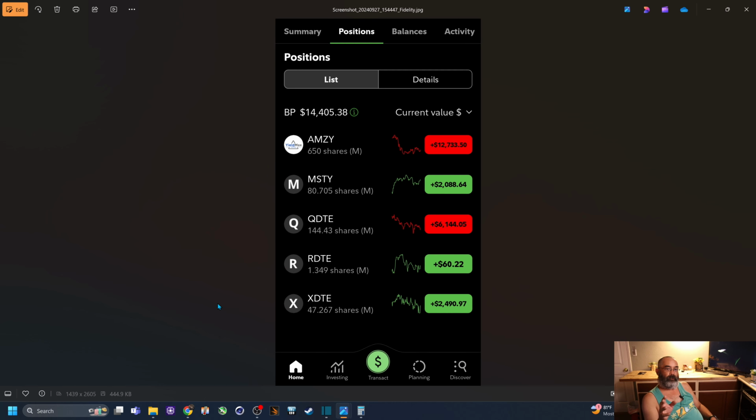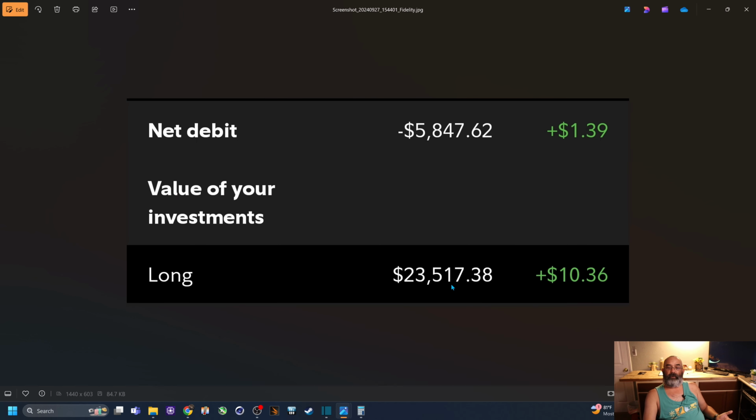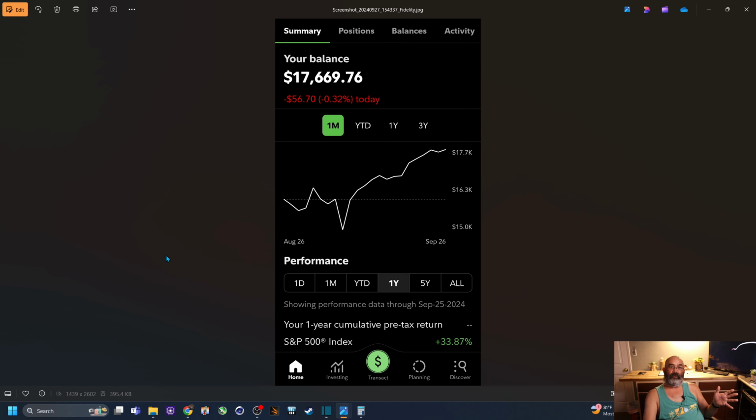Okay, now going back to the screenshot of the current value for each position. If you add up all these values, you're going to get $23,517. And with this net debit up here, I'm with Fidelity and I'm using $5,847 of margin. So if I were to liquidate all 5 positions, I'd be left with $17,669. Now you can see my portfolio today was down $56, or about 0.32%.